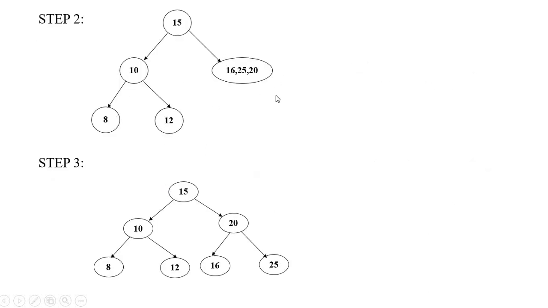Now let's frame a tree for the right subtree. In the right subtree, obviously the last element is our root. So 20 will be our root, 16 will be our left child, and 25 will be our right child. So this is our final tree.